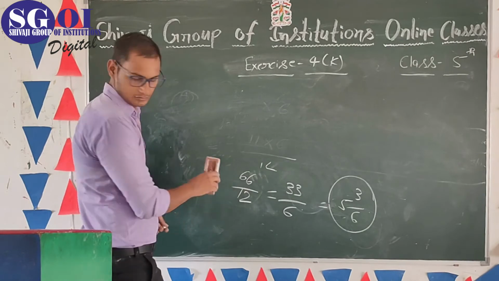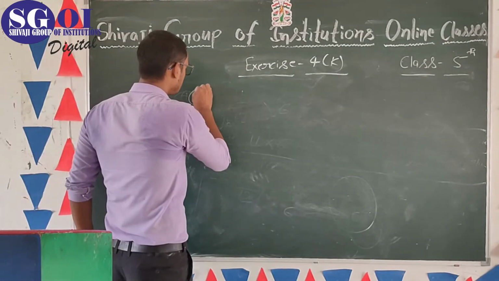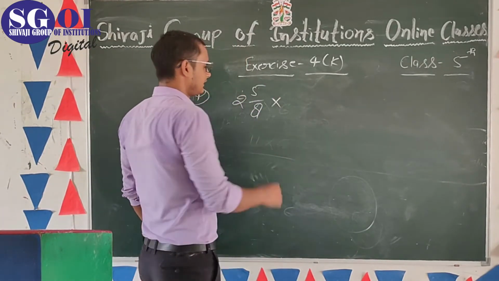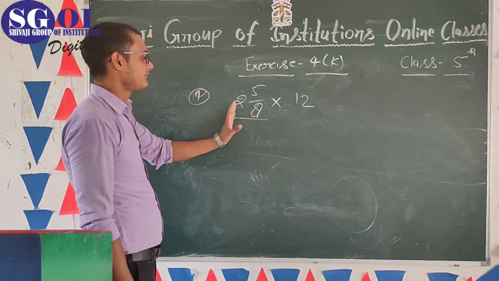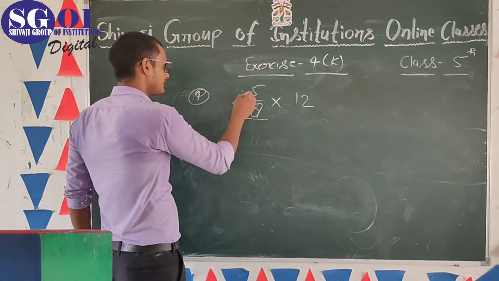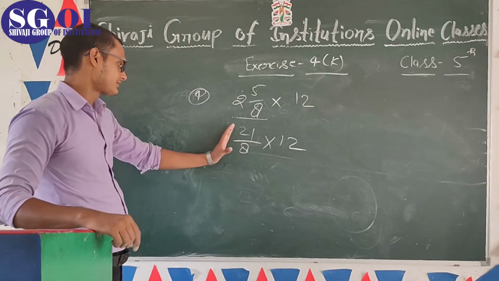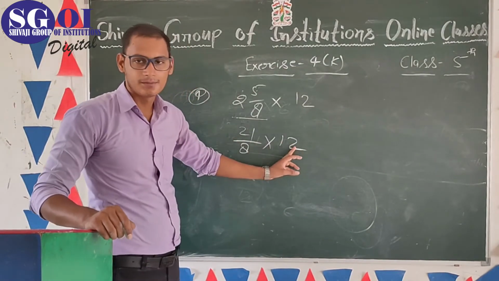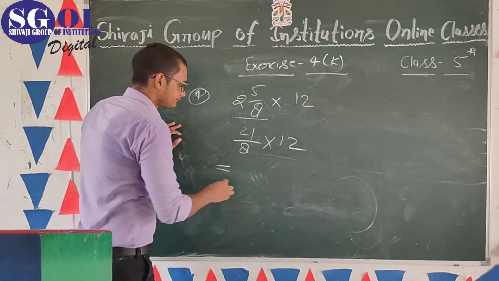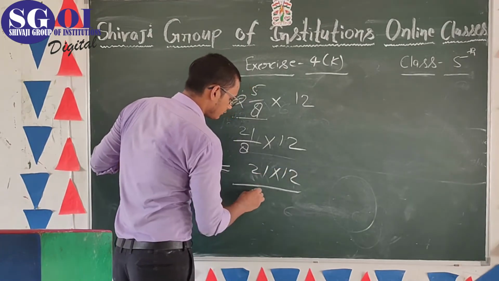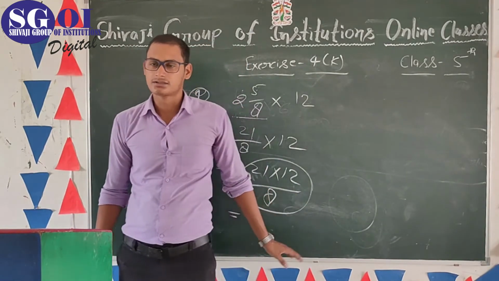Students, question number 4 is 2 whole 5 upon 8 multiplied by 12. This is a mixed fraction. First we change this mixed fraction into an improper fraction. 8 times 2 is 16, 16 plus 5 is 21 upon 8 multiplied by 12. Now we have the fraction 21 upon 8 and the whole number 12, so the numerator of the fraction into the whole number upon the denominator of the fraction. Now solve this question and find the answer.